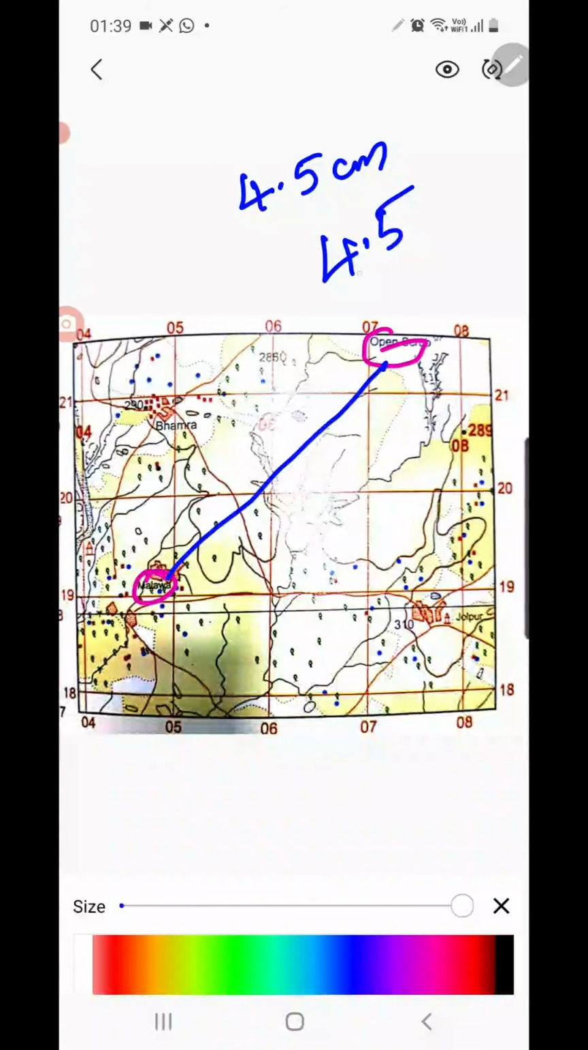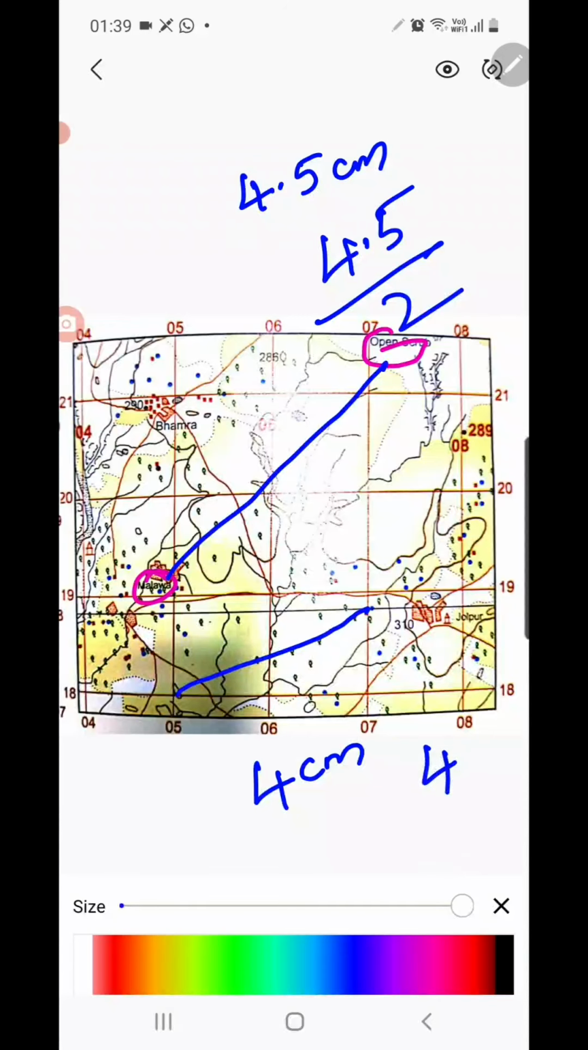So whichever measurement you are getting in centimeter, for example, suppose you are measuring from here to here, you will be getting 4 centimeter. Then how to convert it into kilometer? 4 divided by 2 is equal to 2 kilometer. Is that clear? So this is how you need to find the distance.